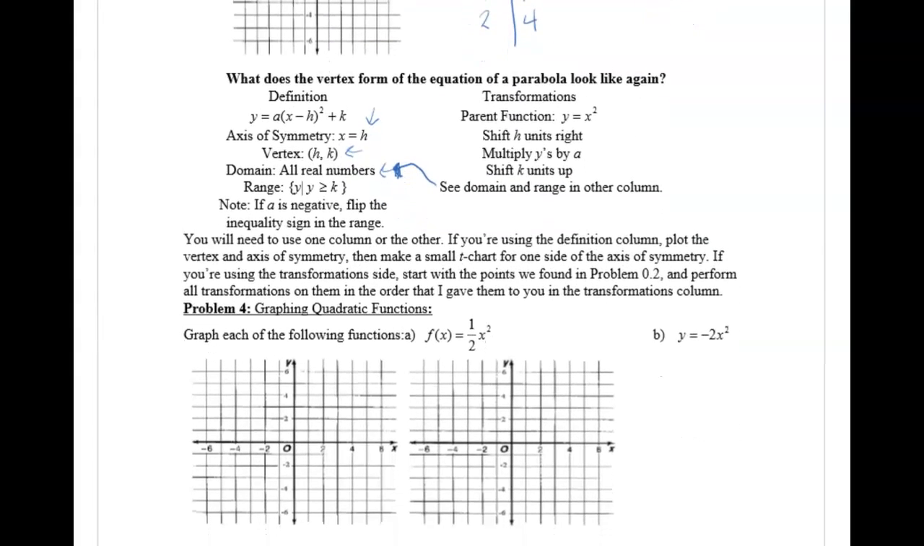So we will need to use one column or the other. If we're using the definition column, just plot the vertex and the axis of symmetry, then we'll make a small t-chart for one side of the axis of symmetry. And if we're using the transformation side, we're going to start with the points that we found on problem 0.2 and perform all of those transformations on them in the order that I gave to you. So the transformations column.